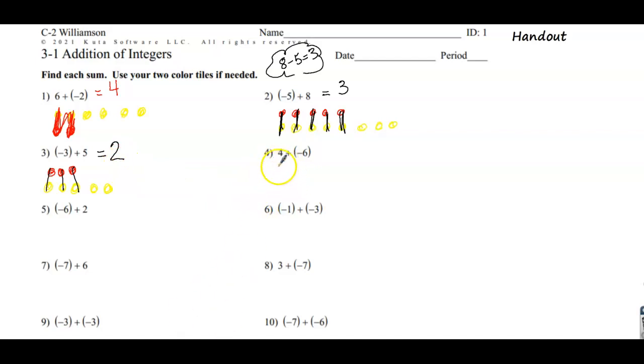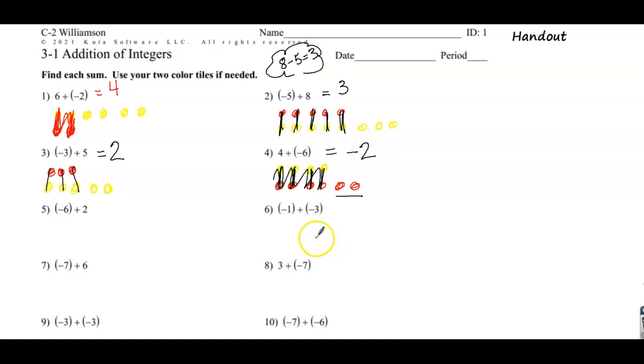And the last example I'm going to do with you, 1, 2, 3, 4, 4 positives. And we have 6 negatives, 1, 2, 3, 4, 5, 6. Get rid of 0 pairs, 1, 2, 3, 4. What do we have left? 2 negatives, -2. 6 minus 4 is 2. Which number was bigger to begin with? The 6 was. It was negative, so it stands to reason that's what we would have left over. And this is a -2 because of it.